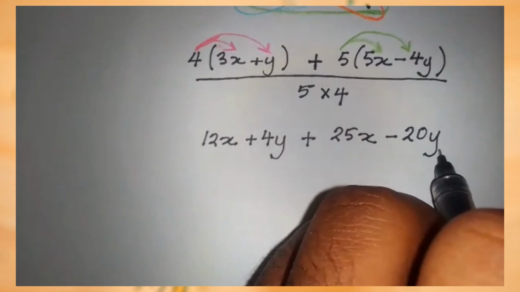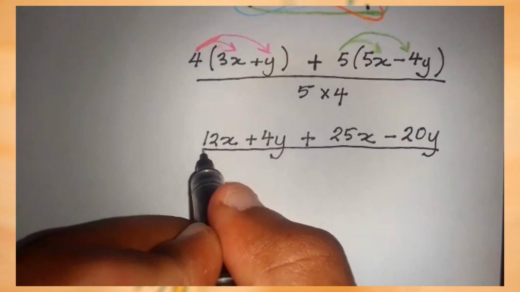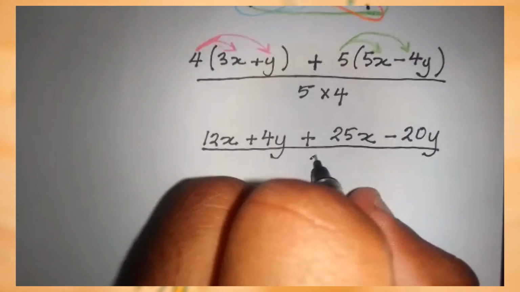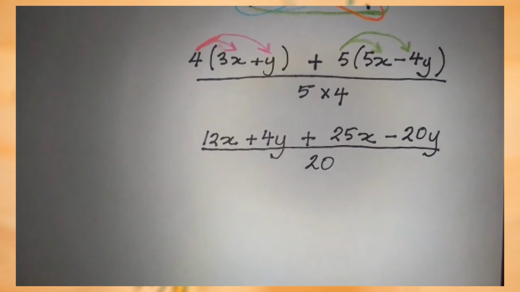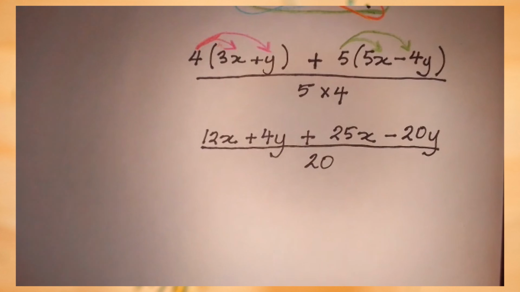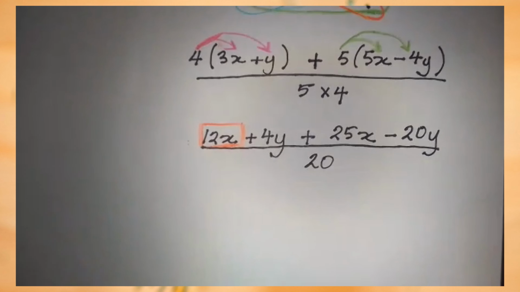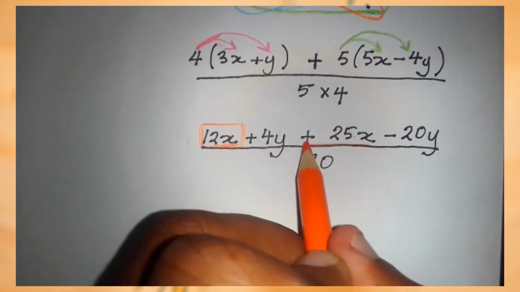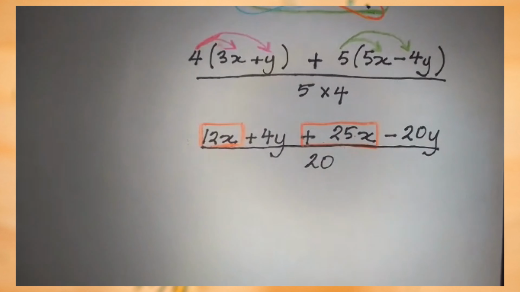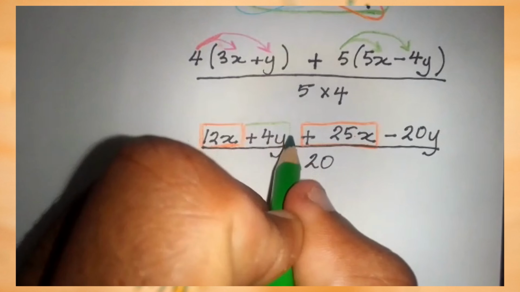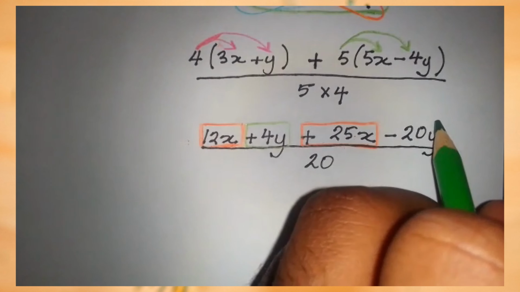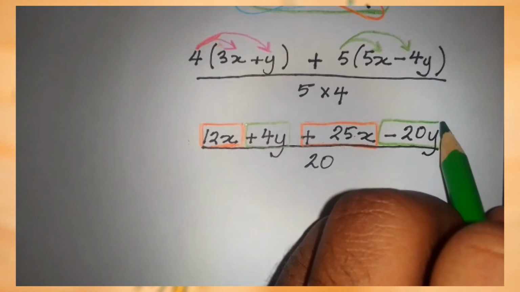Now I can simplify also my denominator. 5 times 4 is 20. Looking good so far. So what I need to do now is to make it simpler because the numerator has common terms in there. When I look at it, there's 12x, and there's 25x there. And when you look again, there's a positive 4y and there's a minus 20y. So I can group the like terms.